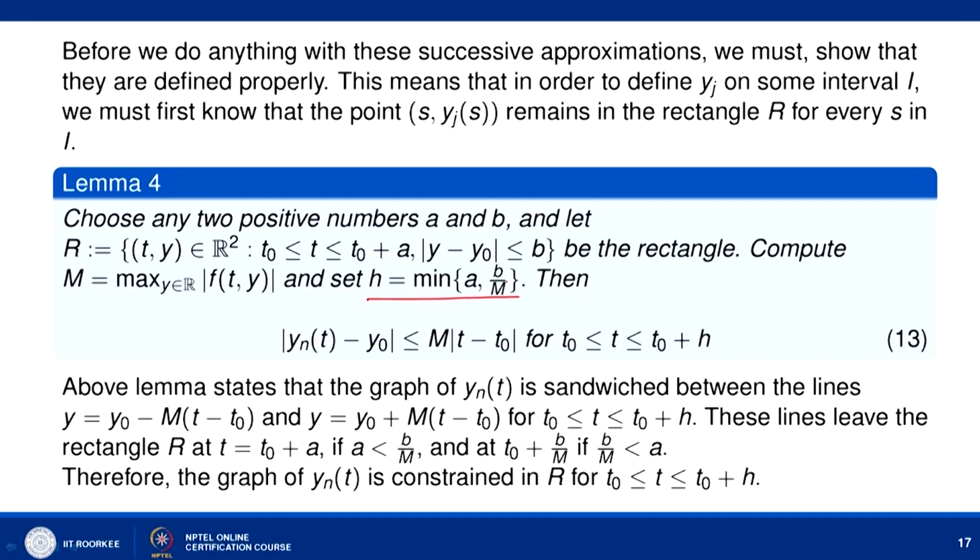So, what do we mean by this Lemma 4? This lemma states that the graph of y(t) is sandwiched between the lines y equal to y0 minus M(t minus t0) and y0 plus M(t minus t0). If you look at this, modulus of y(t) minus y0 is less than or equal to M(t minus t0). If you open this, you can say that y(t) is lying between y0 minus M(t minus t0) and y0 plus M(t minus t0). That we can easily see like this.